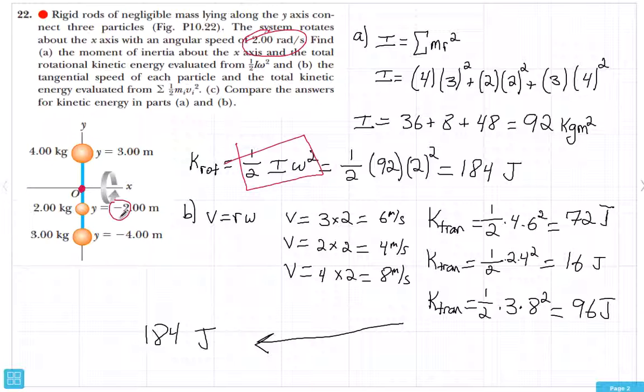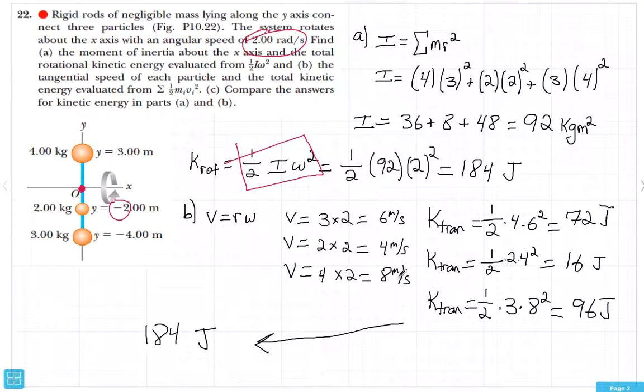We'll see that in the problem in a minute. Part B of this problem just wants you to find out the speeds of all of these objects and then calculate their translational kinetic energies, show they equal the rotational value, and they do. You could figure out how fast each ball's moving by just using the v equals r omega relation we saw in class yesterday. It relates the linear speed of an object to the angular velocity of the object.